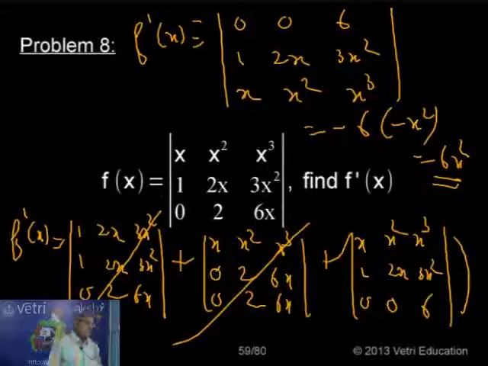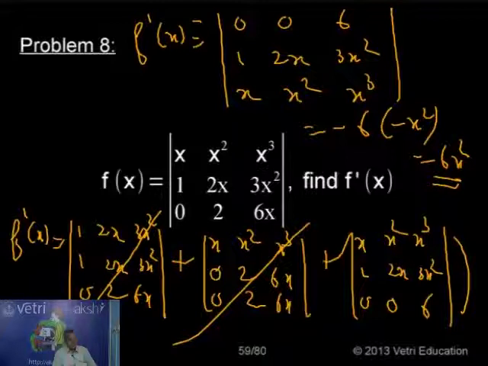So, for f of x, determinant x square, x cube, 1, 2x, 3x square, 0, 2, 6x, f dash x is nothing but 6x square. If you want, you can expand the determinant. You get a cubic, third degree expression. Differentiate term by term. See that ultimately we get 6x square.